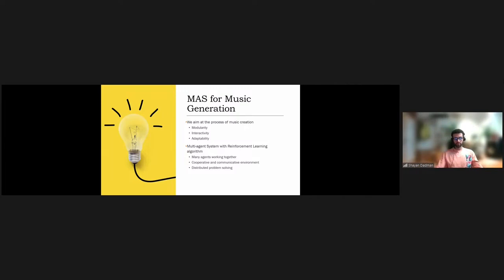And furthermore, by utilizing the reinforcement learning algorithm, we can utilize multiple agents that are working together in a flexible manner so that they can learn by interacting with the environment. This represents a cooperative and communicative environment where the agents help each other to achieve the final goal of the system. And furthermore, we can split the bigger problems into smaller problems, which is known as distributed problem solving, and assign them to multiple agents to work together in order to solve the problem and reduce the cost of the system.